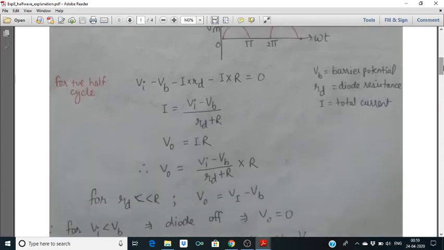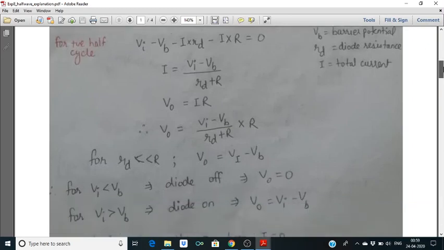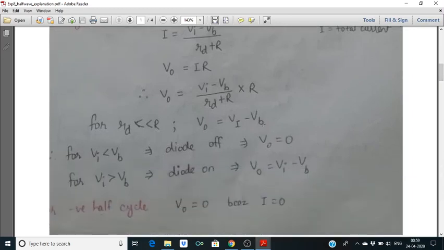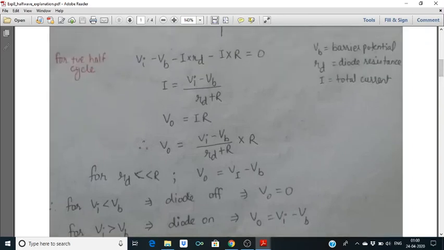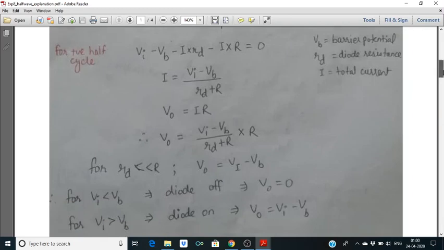So for the positive half cycle, total current passing through the circuit will be (Vi minus Vb) upon (Rd plus R), where Vb is the barrier potential of diode, Rd is diode resistance, and I is the total current. So output voltage will be I into R. If the dynamic resistance of diode is less than the load resistance, then output voltage will be Vi minus Vb.